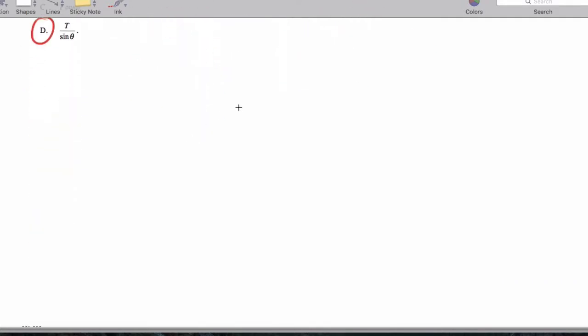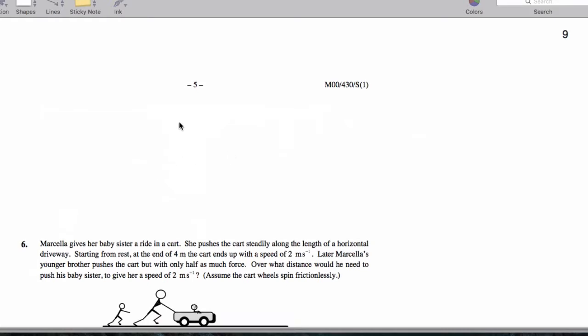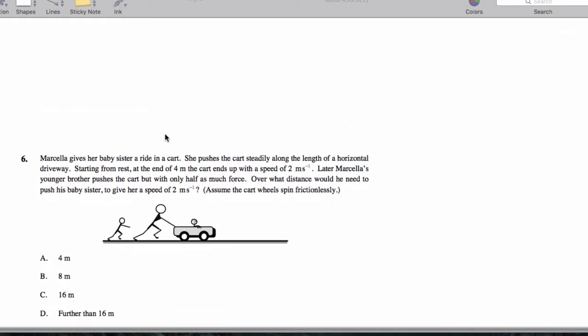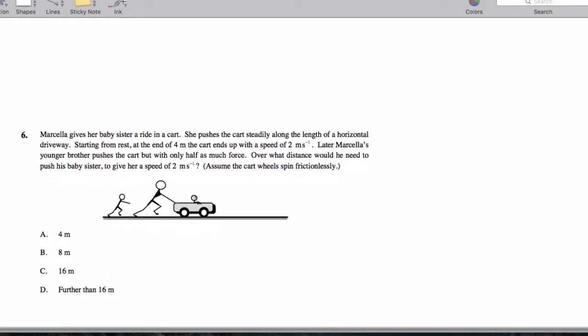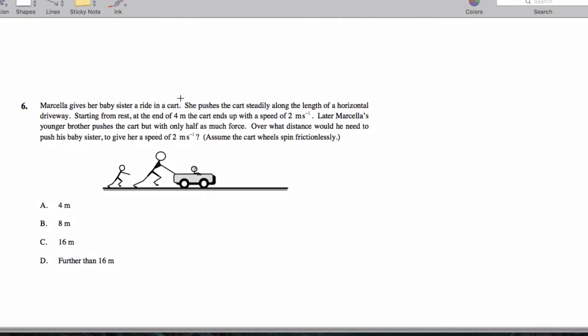And then for number 6, we're pushing this car. It's a constant force, which means a steady acceleration. So at the end of 4 meters, the car ends up with a speed of 2 meters per second. And then she only pushes with half as much force. And we want to know what distance you need to push to give 2 meters per second. So let's just be clear. There's no time given, so here's what we'll say.